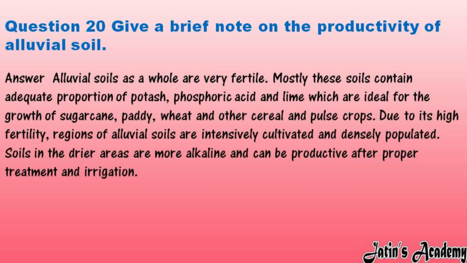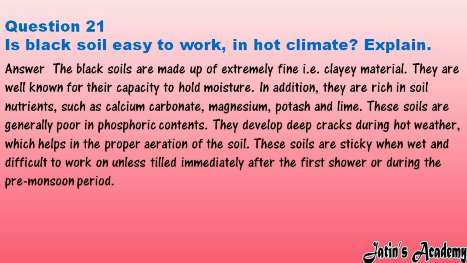Question 20. Give a brief note on the productivity of alluvial soil. Answer. Alluvial soils as a whole are very fertile. Mostly these soils contain adequate proportion of potash, phosphoric acid and lime, which are ideal for the growth of sugarcane, paddy, wheat and other cereal and pulse crops. Due to its high fertility, regions of alluvial soils are intensively cultivated and densely populated. Soils in the drier areas are more alkaline and can be productive after proper treatment and irrigation.